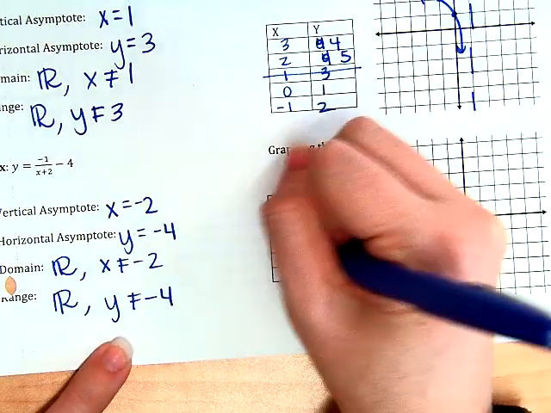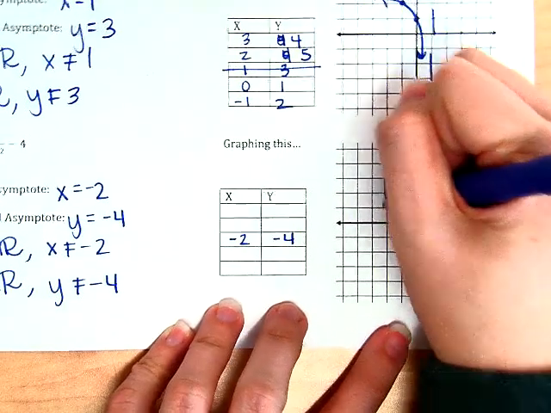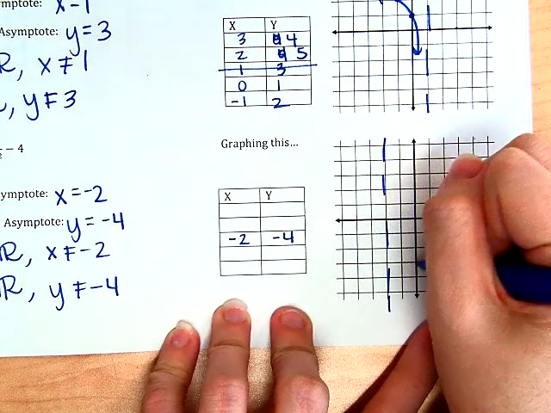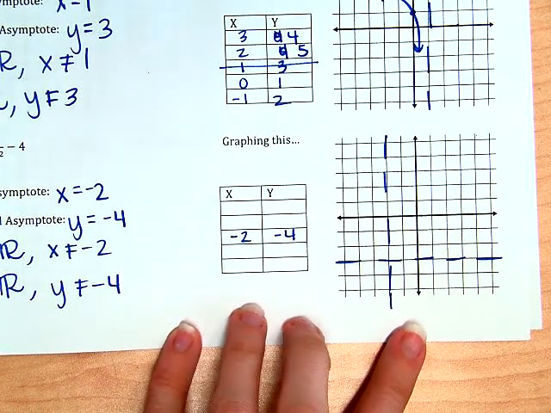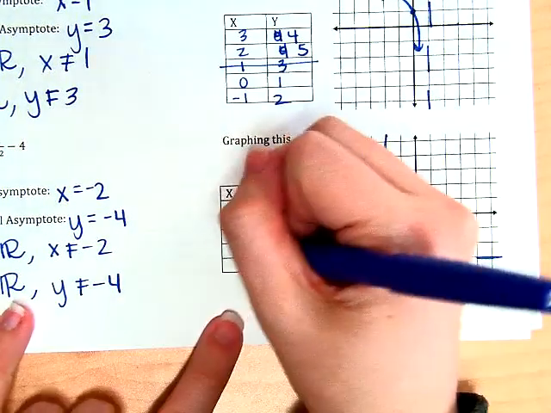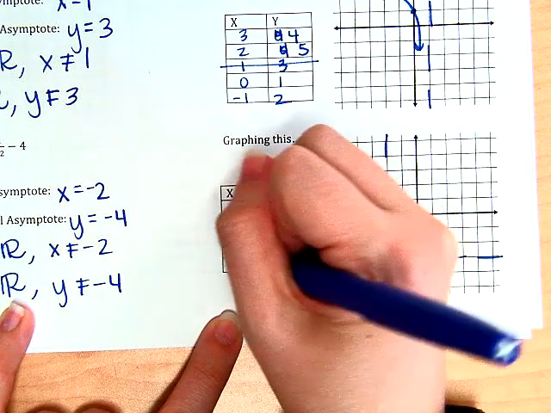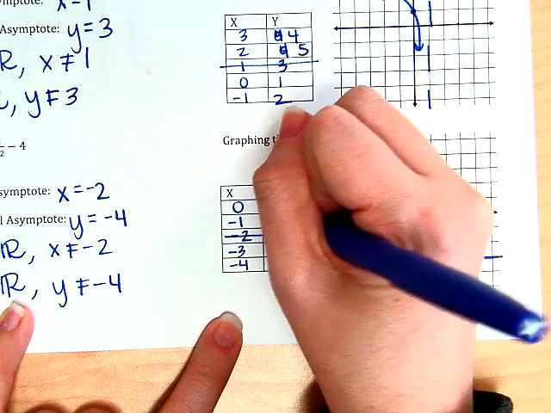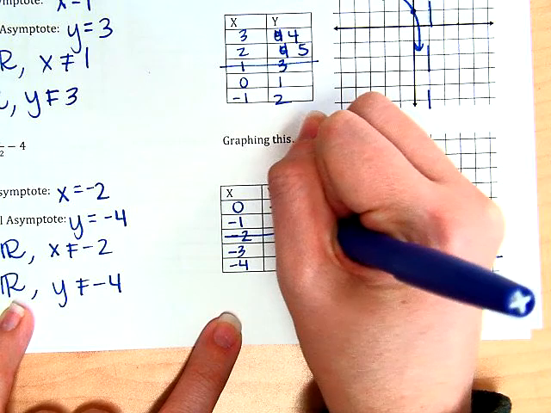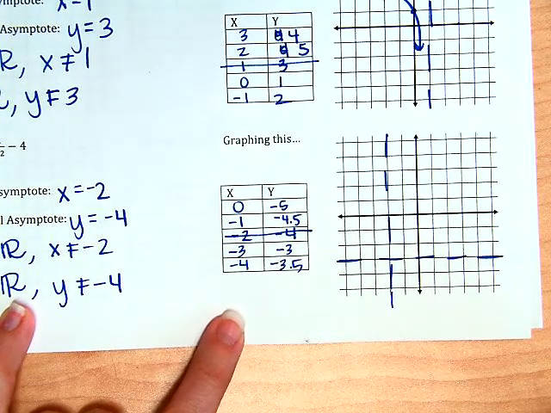I put those in my graph, -2, -4, and I graph them, -2, straight up and down, -4, straight across. This helps me pick my x values, so I'm going to go -1, 0, and -3, -4. And when I plug these x values in, which you're just doing in your calculator, by the way, this is the y values you get.